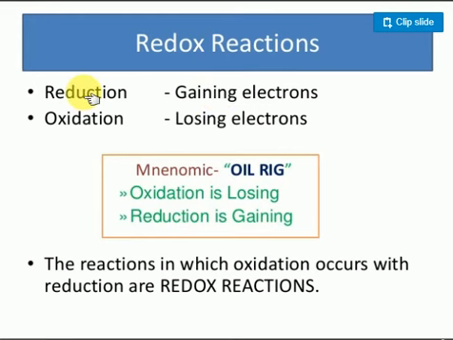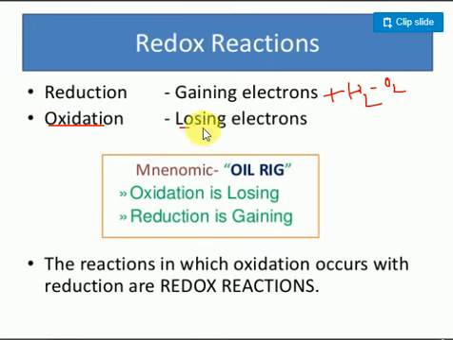Reduction is also known as addition of hydrogen. Very clear, no? Reduction is nothing but addition of hydrogen, and removing of oxygen is also known as reduction only. Once again, reduction is nothing but gaining of electrons, and also known as the addition of hydrogen and removing of oxygen. Minus O2, removing of the oxygen atom also, so this is nothing but reduction only.